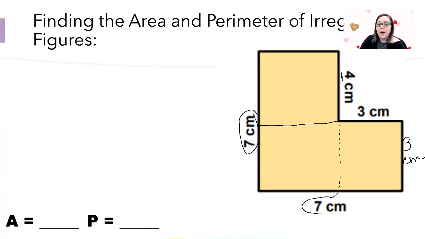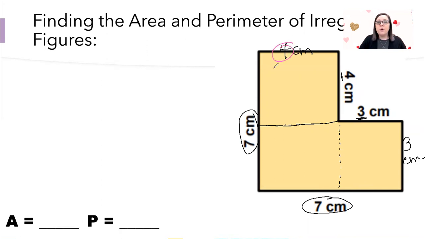Now, again, my bottom section, or my bottom length is 7 centimeters as well. If I look up here, I see that this portion of the rectangle is 3 centimeters. Therefore, if I take 3 away from 7, it tells me that this portion up here is going to be 4 centimeters. Okay, so now that I have all of my missing sides, I can go ahead and do my work. So I am going to use one color for perimeter and then another for area.